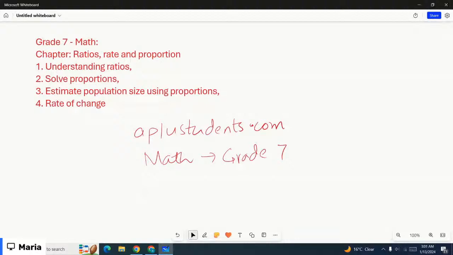We're going to start with the chapter ratios, rates and proportions. The lessons we're going to cover today are understanding ratios, solve proportions, estimate population size using proportions, and rate of change. Please make sure you have your notebook and pencil so that you can note down the important examples and definitions as well, right?